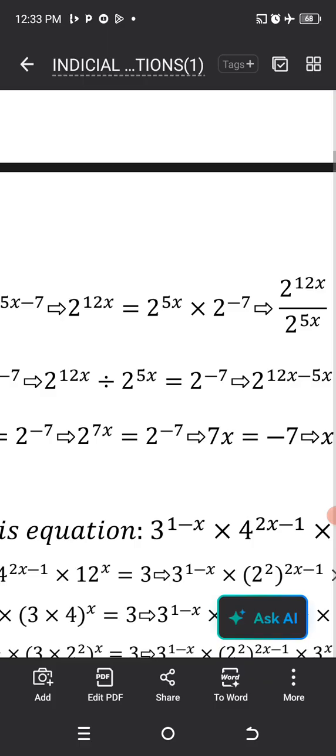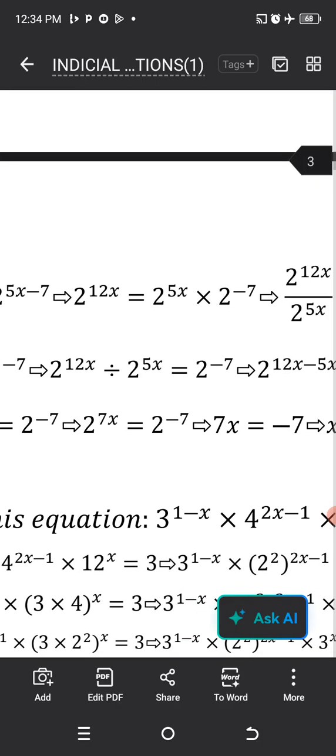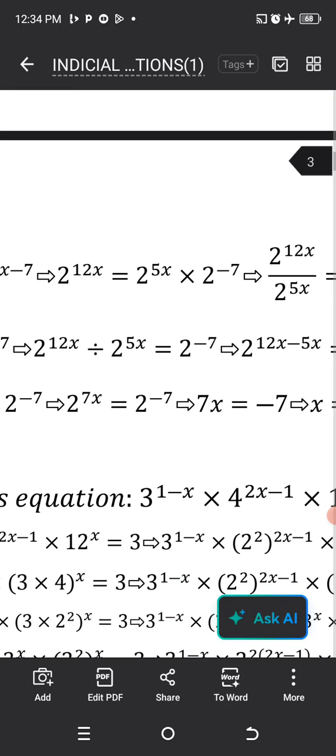Equals what? It's still multiplication law. Equals 2 raised to power 5x multiplied by 2 raised to power minus 7. The expression 2 raised to power 5x minus 7 is also the same thing as 2 raised to power 5x multiplied by 2 raised to power minus 7.